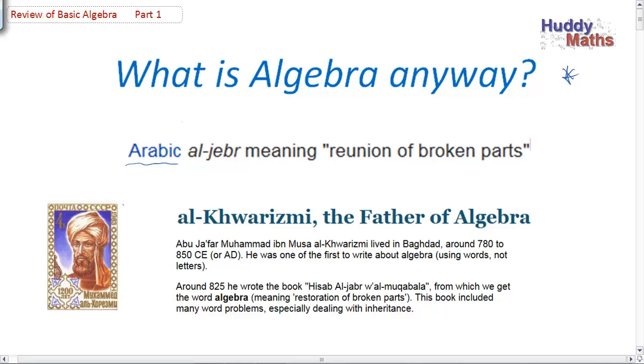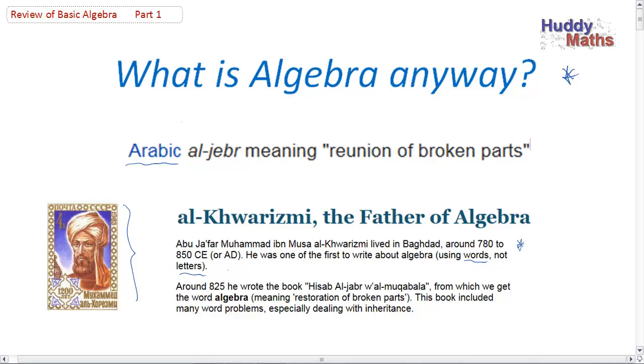And here's the guy over here, Al-Khwarizmi, I think that's how you say it, the father of algebra, or purported to be. Okay, he lived in Baghdad around 780 to 850. He was one of the first, after birth of Christ, AD. He was one of the first to write about algebra using words, not letters. Okay, and I guess there's your first clue. Do you remember that algebra involves using letters in place of missing numbers or maybe broken parts?